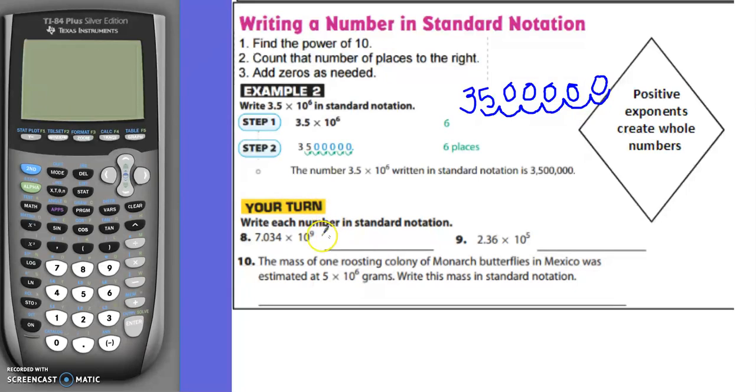All right, let's do another one. So we have 7.034, and we're going to count over 9 places. So 1, 2, 3, 4, 5, 6, 7, 8, 9. All right. Could put some commas in here.